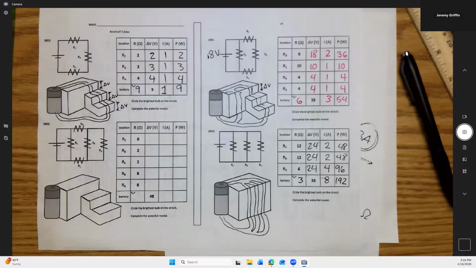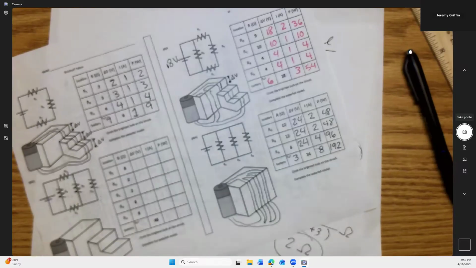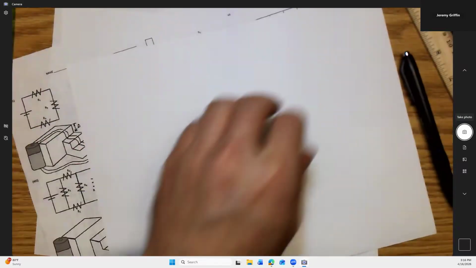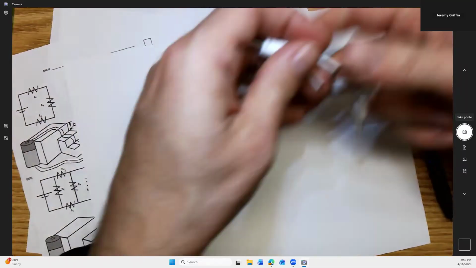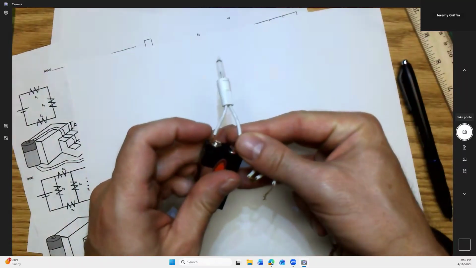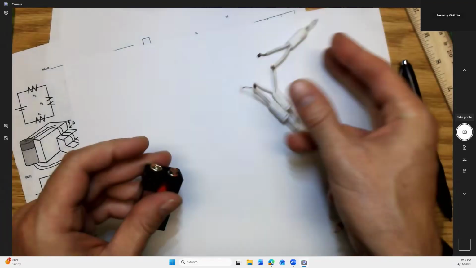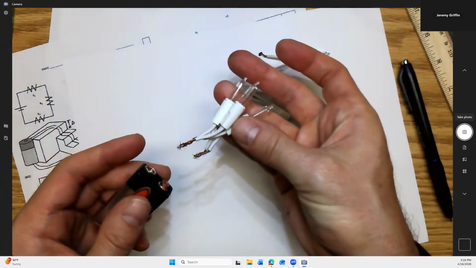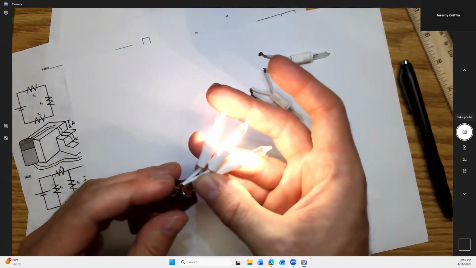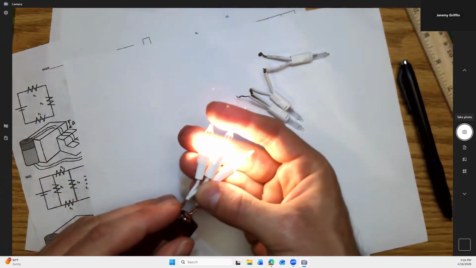Here, I'll give you guys a visual. So if I have a single bulb, look, it's bright, a single bulb. Okay. Now let's do three in parallel. You guys see three in parallel? Every individual bulb is as bright as the one was by itself.